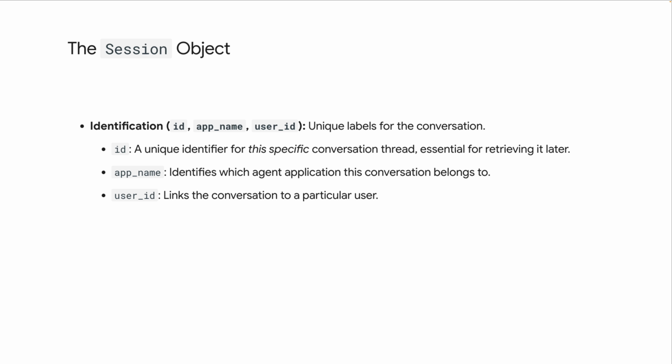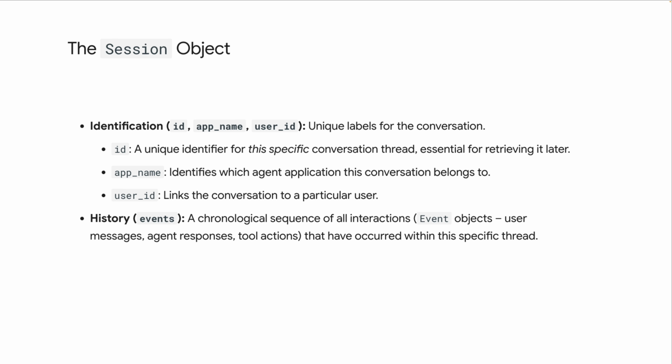The session object has, first of all, an identification, which comprises an ID, an application name, which identifies the agent application, and a user ID, which links the conversation to a particular user. Then there's the history. This is the core of the session. It contains a sequence of events corresponding to the interactions. We'll talk about events shortly.